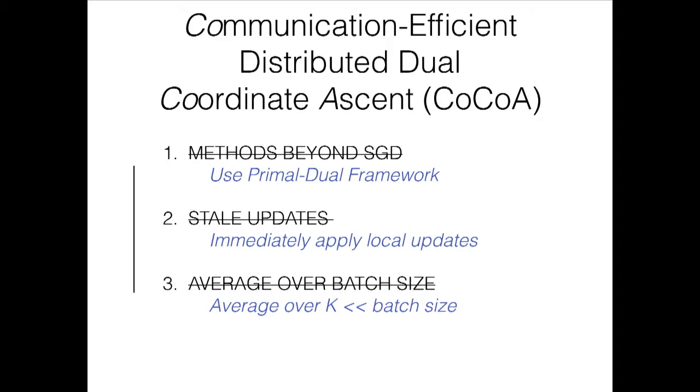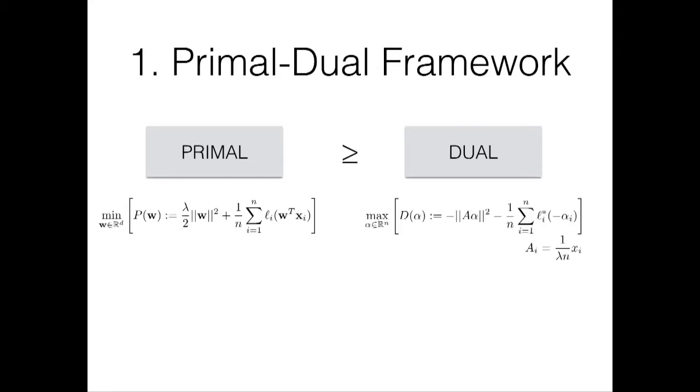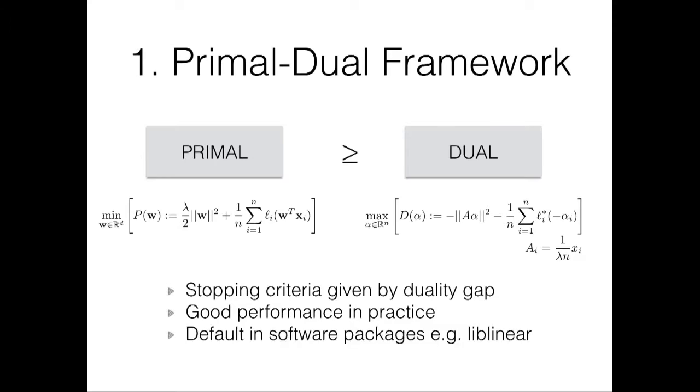I'm going to talk about each of these three things that we changed in a bit more detail. The first is that we're using this primal dual framework. What do I mean by that? You can solve a problem in its primal objective, or you could consider solving an alternative problem, the dual. And the dual is a lower bound on the primal. It has several nice theoretical properties, and it also gives us good performance in practice. For example, this is the default in software packages like liblinear.